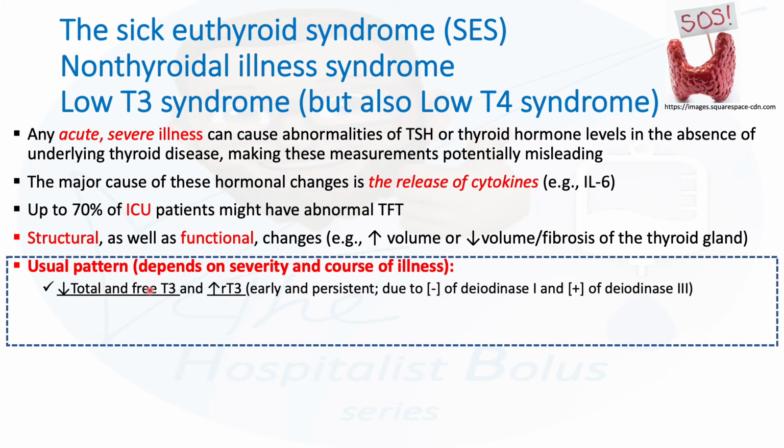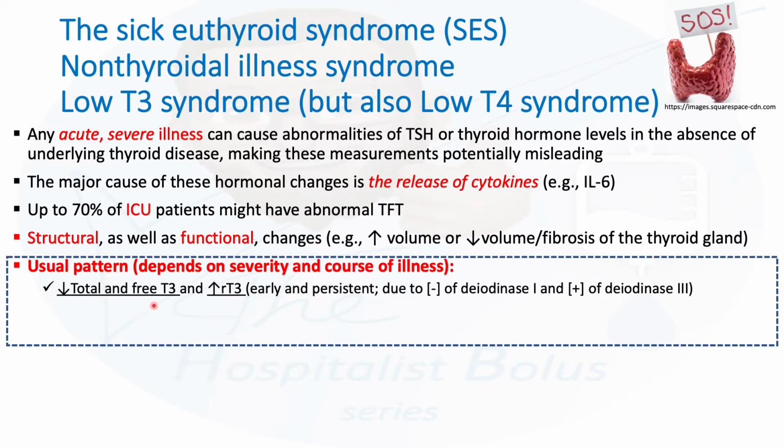So the first change that usually happens is a decrease in the total and free T3 and an increase in the reverse T3. These early changes could be due to inhibition of deiodinase 1 and stimulation of deiodinase 3. And in the first video we talked about deiodinase 3 being responsible for conversion of T4 to reverse T3, and that's partly why the reverse T3 is elevated in this illness.